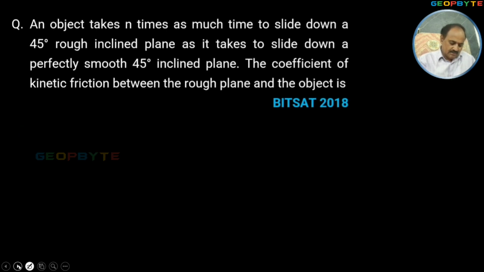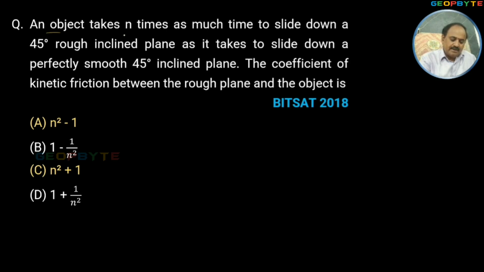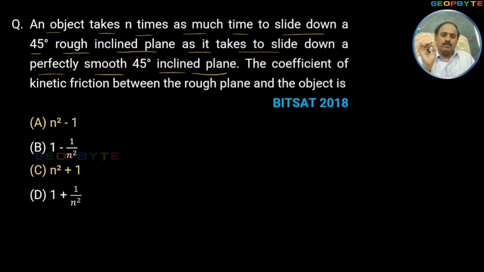Then let us take another important problem. Look at the problem. It is asking like this: an object takes n times as much time to slide down a 45 degrees rough inclined plane as it takes to slide down a perfectly smooth 45 degrees inclined plane. That means there are two planes. One is a smooth inclined plane, with inclination angle 45 degrees. The rough inclined plane also maintains the same angle. But the time required to slide down the rough inclined plane is n times the time required for sliding down the perfectly smooth inclined plane.